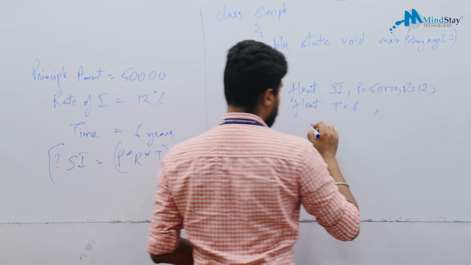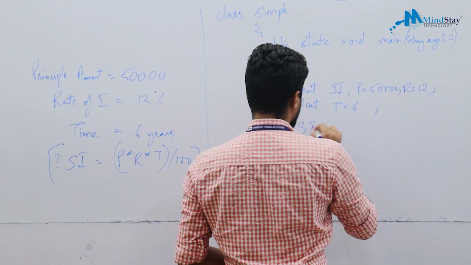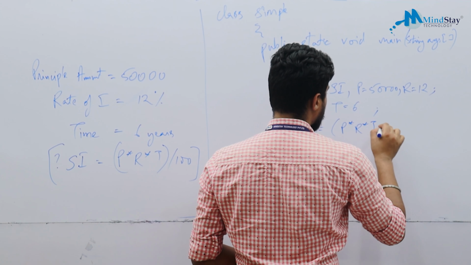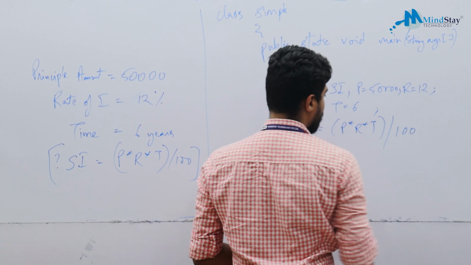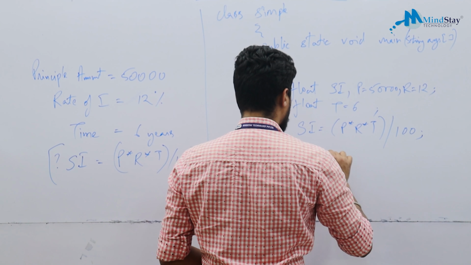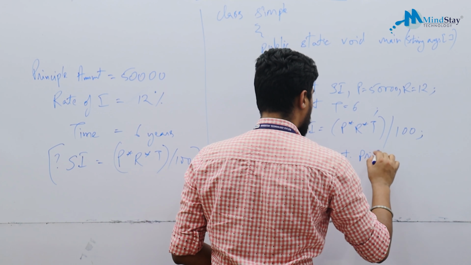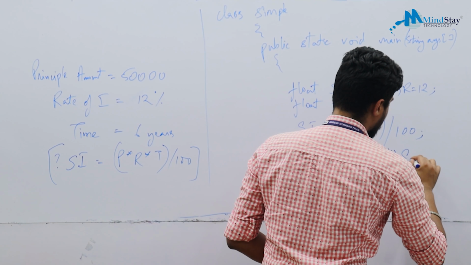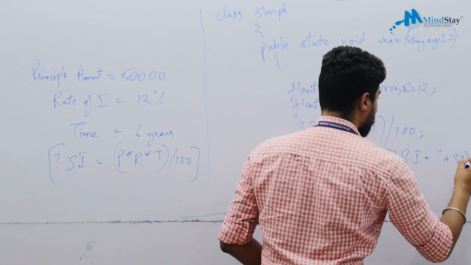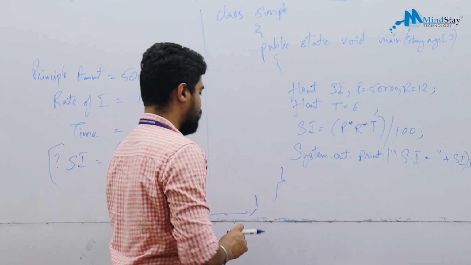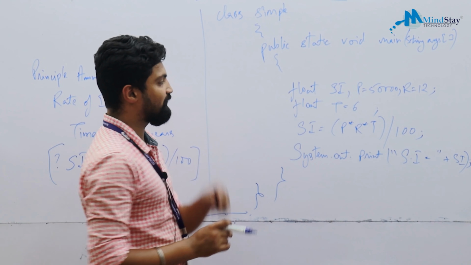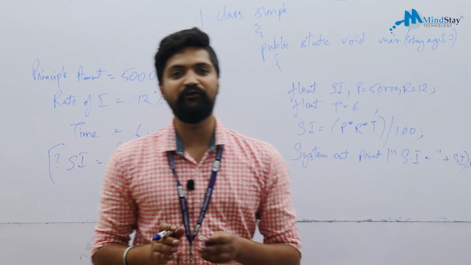And now let us find the simple interest. SI is equal to P into R into T whole divided by 100, right? And lastly you can print: System.out.print, you can write "Simple interest is equal to" plus SI, and here you can close it. You can close your main function and you can close your class. So this will give you an output of what your simple interest will be.